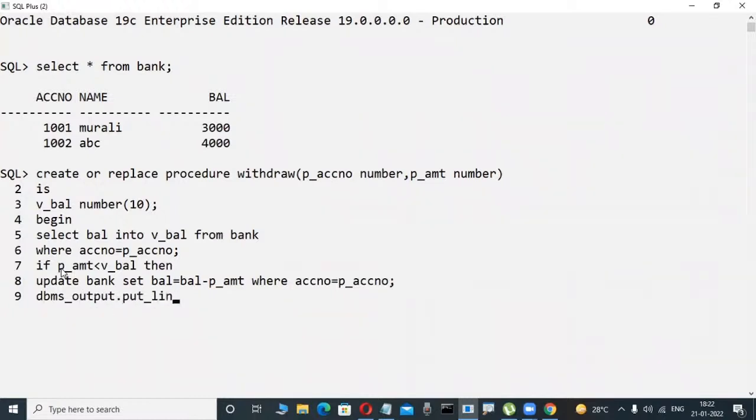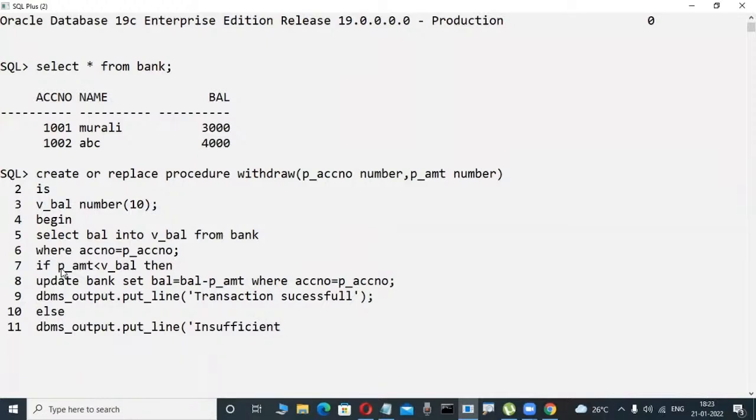Your transaction is successful. Don't worry about this one, just observe it here. Else, simple coding, some coding is there. And now check it out here: insufficient funds. Else, insufficient funds. Okay, some coding is there. This is not difficult coding, take it easy.